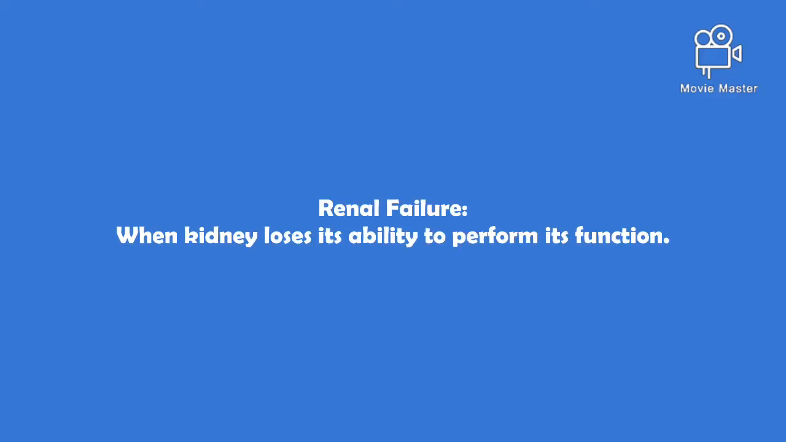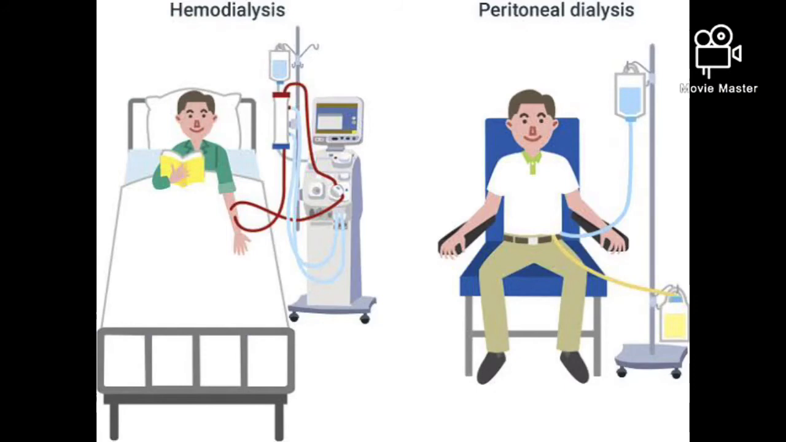The second kidney problem to be dealt with in this video is renal failure, in which the kidney loses its ability to perform its function, which is to filter waste products from blood and excrete them in urine. Its symptoms include nausea, vomiting, loss of appetite, weakness, and breathlessness. In severe cases, it can lead to coma and death. And its remedial part includes either dialysis or a kidney transplant.